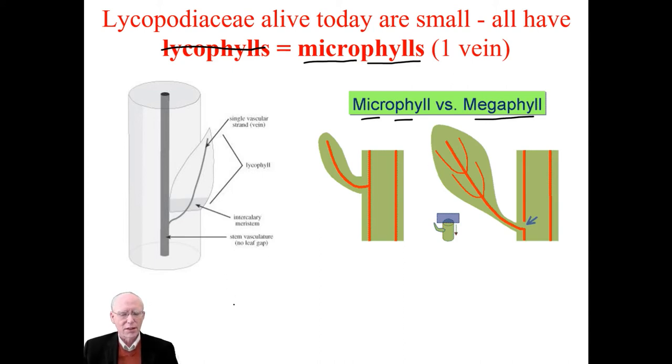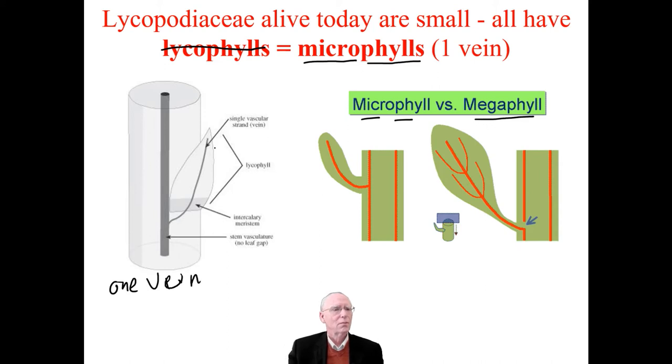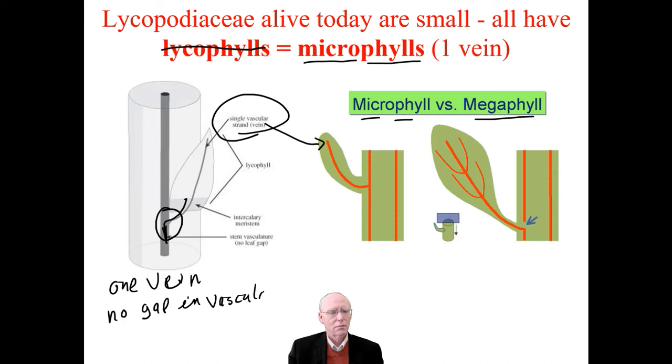When we look at microphylls, we see that they have a single vein. So there's that single vascular strand, also here. So they never have more than that. And they also have no gap in the vascular system where the leaf attaches. So here's our stem vascular system here. And when we go out into the leaf, when there's a vascular trace that runs out into the leaf, there is no gap here. So there is no gap in the vascular system. And again, we see that over here, the same thing.